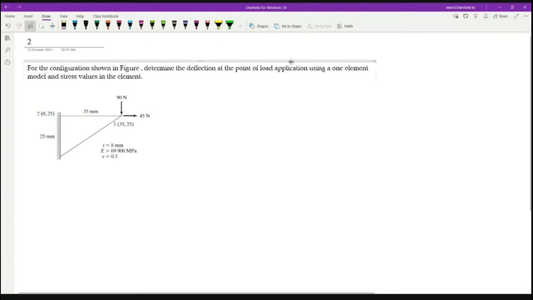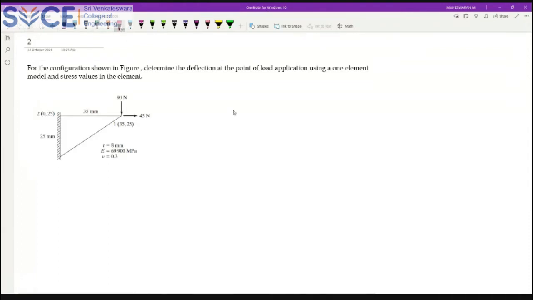Based on this data, can you identify what type of problem it is, whether it's a plane stress or a plane strain problem? Plane stress, because the thickness is very small compared to the other dimensions. Yes, very good. It is a plane stress problem because the dimensions 25 and 35 are much larger than the thickness given.